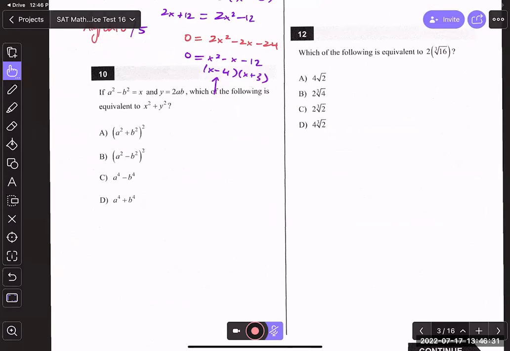All right, problem number 10. Hey, I wonder what this is. Once again, Algebra 1. All right, Jade, can you help me out here? If a squared minus b squared equals x and y equals 2ab, which of the following is equivalent to x squared plus y squared?